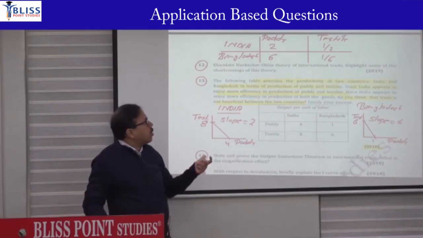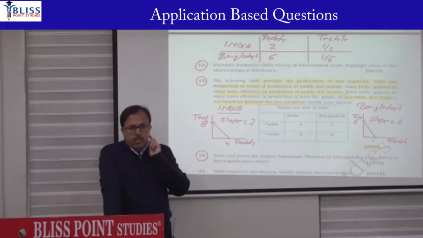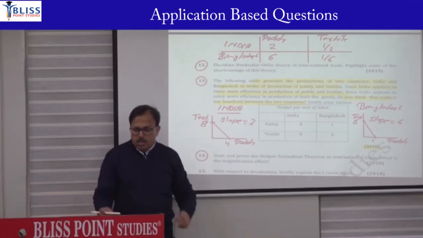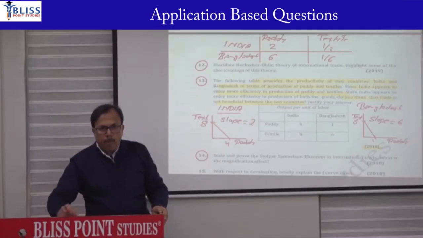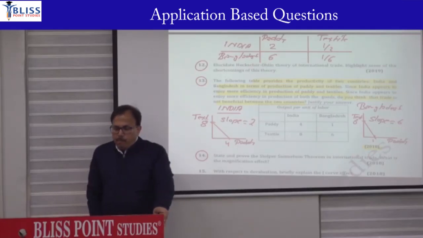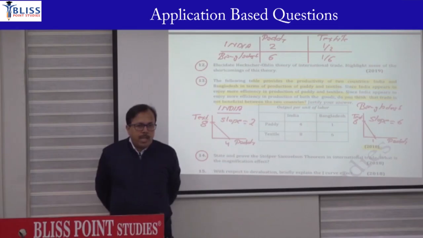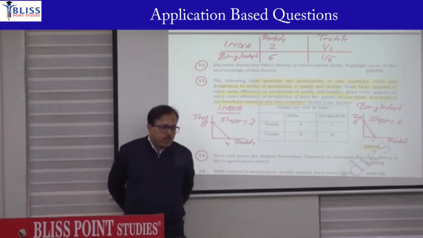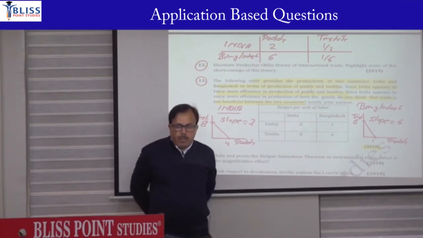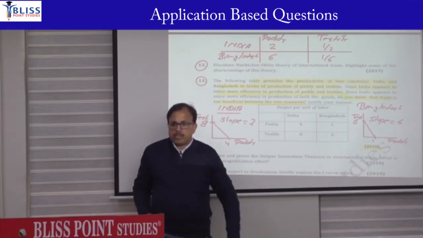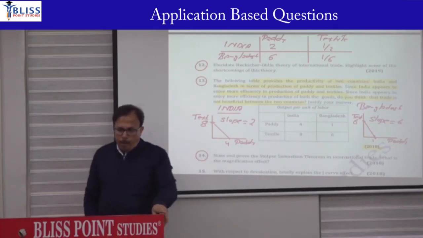Okay. And then what is the conclusion, what you will conclude here, what you will write in the statement. Since opportunity cost of paddy in India is less, therefore India has comparative advantage in producing paddy. You have to write that, just write down the conclusion. Since opportunity cost of paddy in India is less, so India has comparative cost advantage in producing paddy.